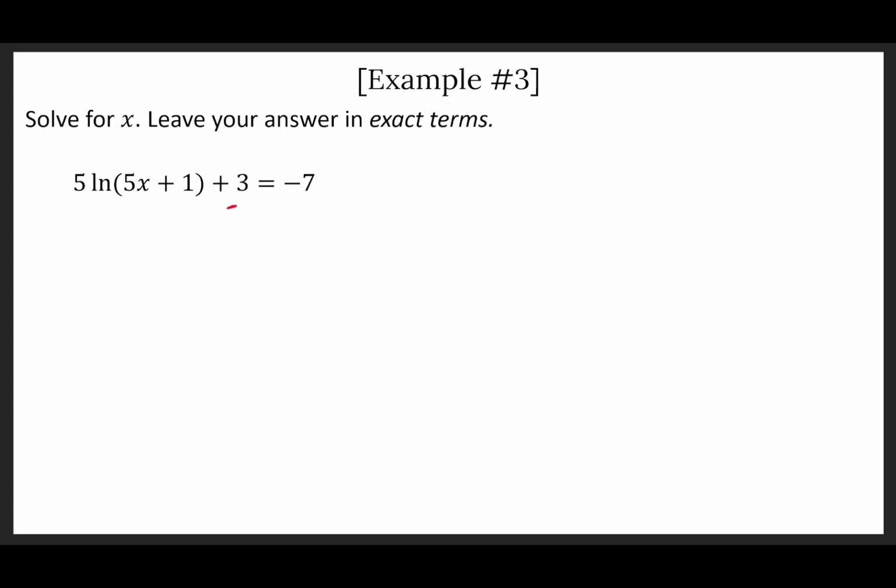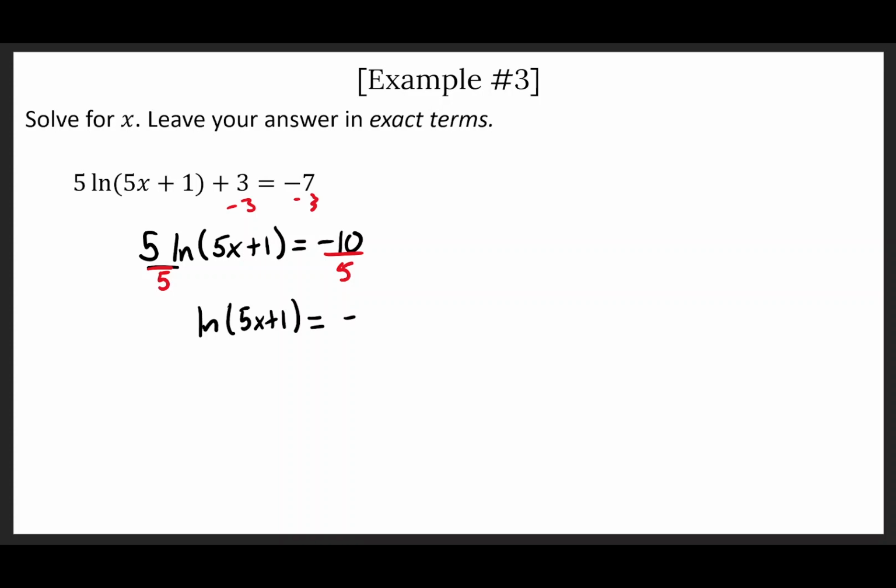So I minus both sides by 3. I'm going to get negative 10 on that right side. 5 ln(5x plus 1) equals negative 10. Divide by 5 on both sides. ln(5x plus 1) equals negative 10 divided by 5, which would be negative 2.